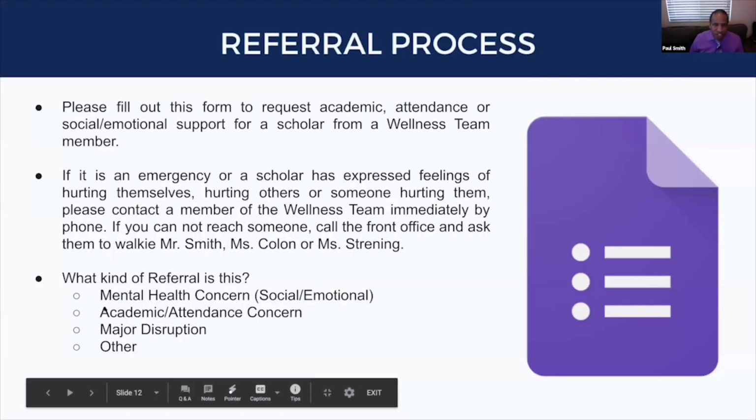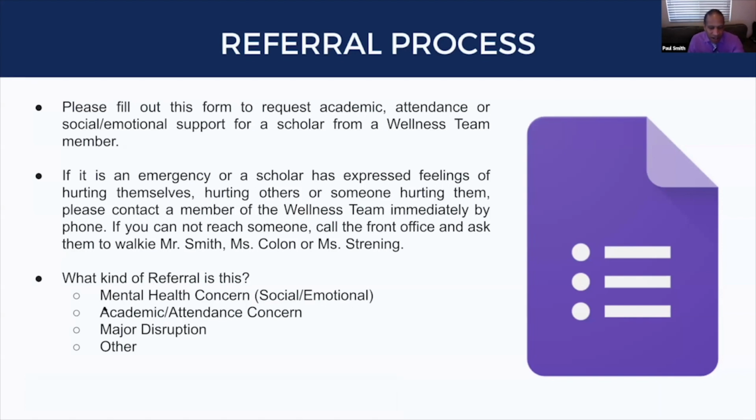And how does this referral process work, you may ask? Well, basically it's an interface that we've created and have been able to use within the school for quite some time now. Within that form, we're asking them to identify if it's an academic or attendance request, or a social emotional support request, or if it's a major disruption, or if it's just behaviors that someone is not sure about.